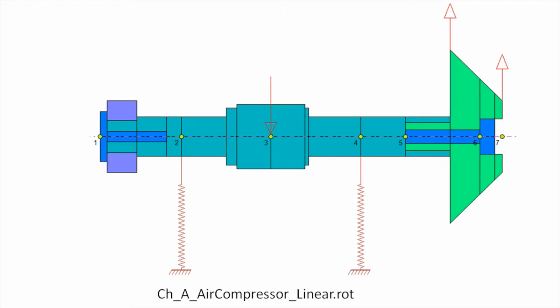For this analysis, we're going to use an example that ships with most distributions of Dyrobes. This is the ch_a_air compressor_linear.rot model. It is a small gear-driven air compressor.